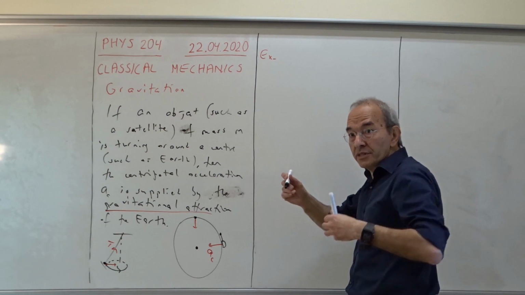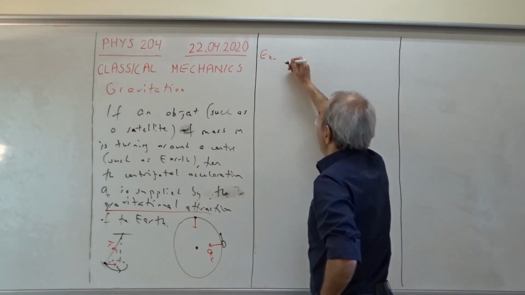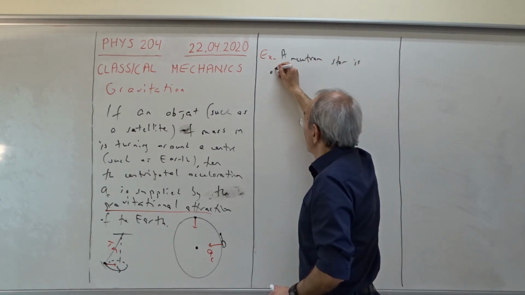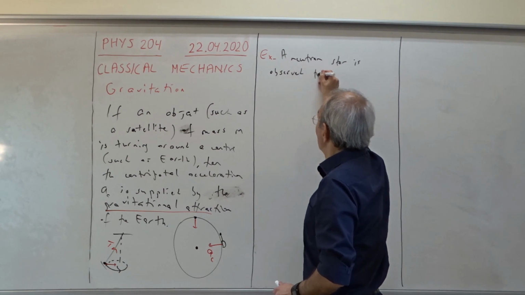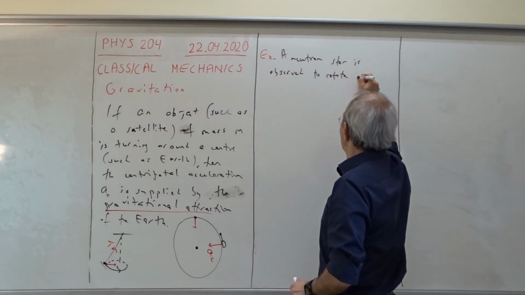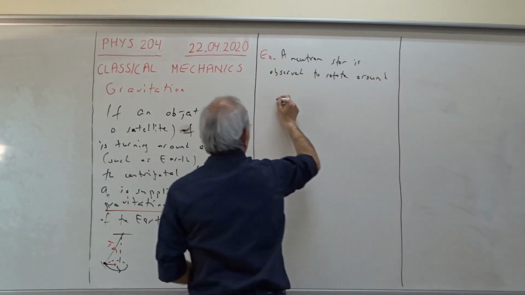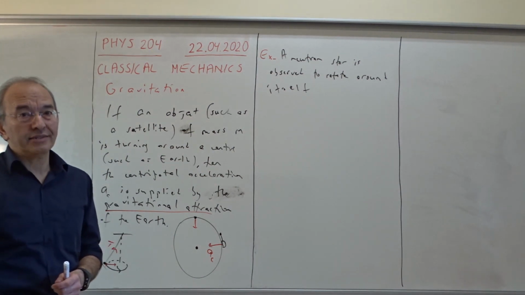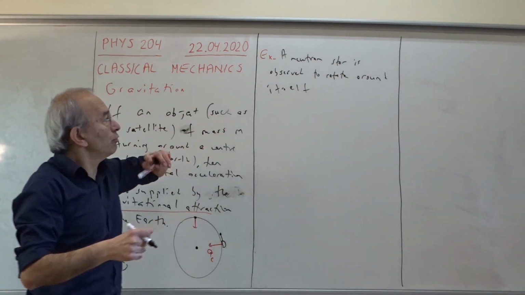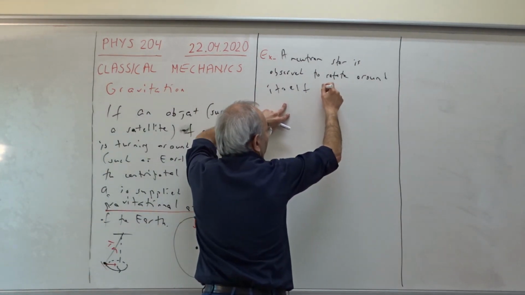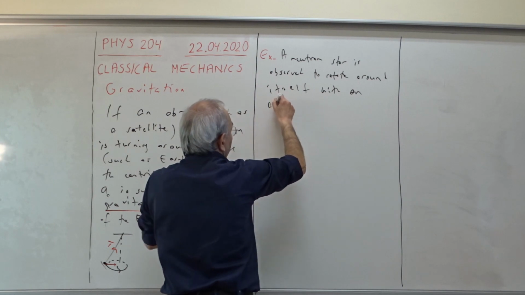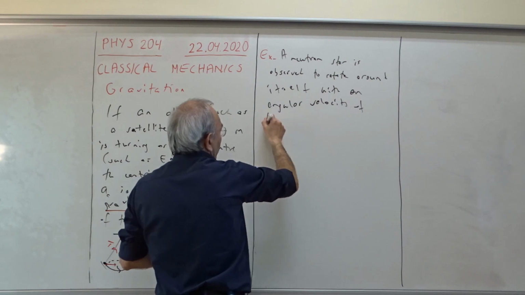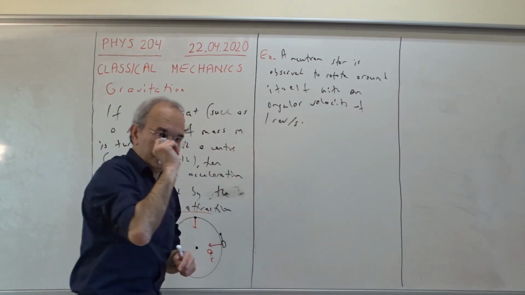A neutron star, which is a very dense object, is observed to rotate around itself at an angular velocity of 1 revolution per second. A neutron star is observed to rotate around itself with an angular velocity of, let's say, 1 revolution per second.